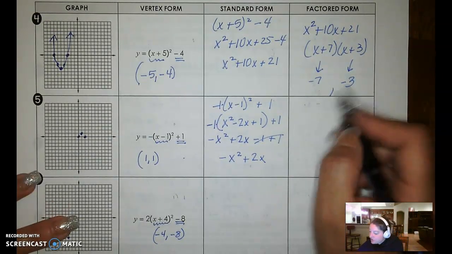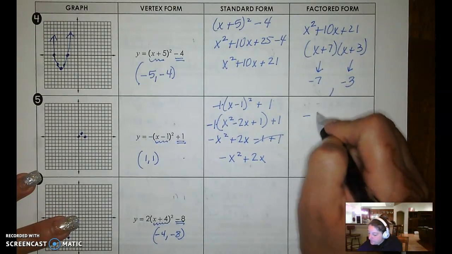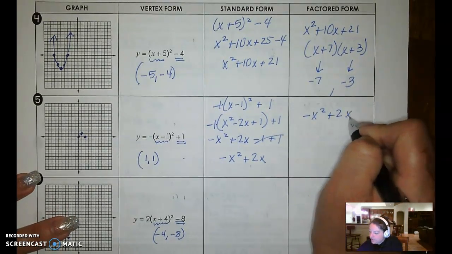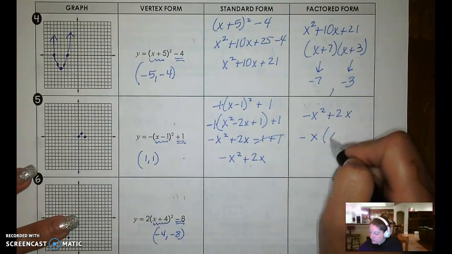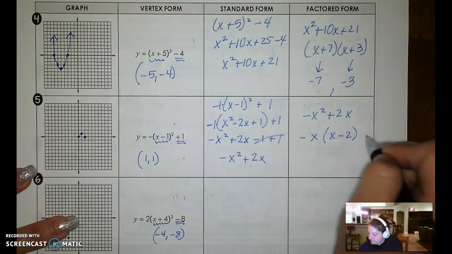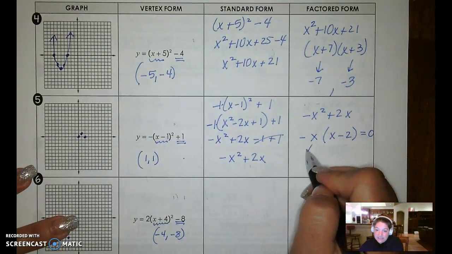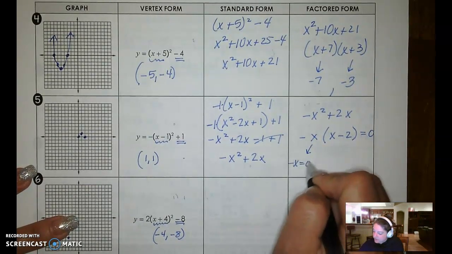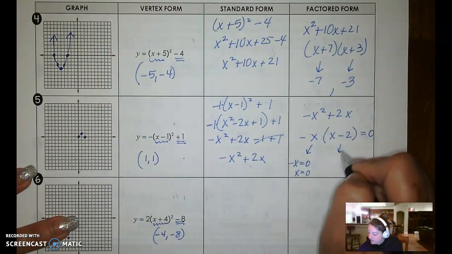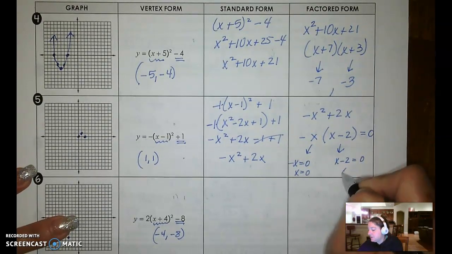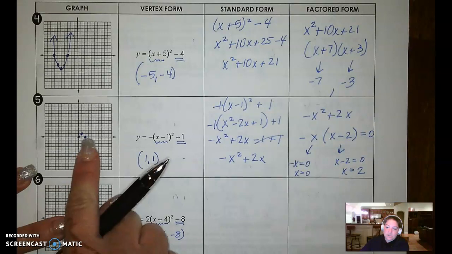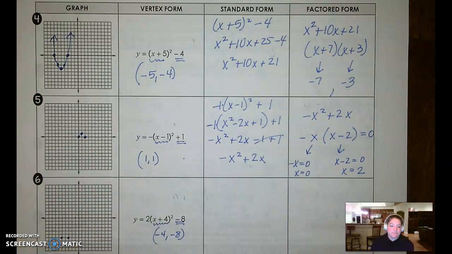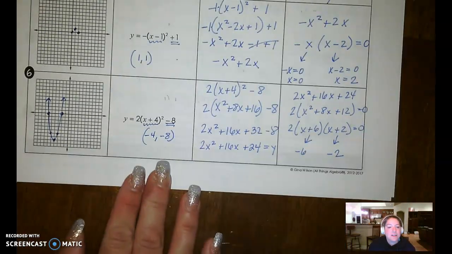And then in factored form, if I'm going to factor, I can take a negative x out, which would leave me with x minus 2. This negative x equals 0 is going to give me x is 0. And this is going to give me x is 2. And you can see where my two zeros are over here. Okay? All right, so one more time.